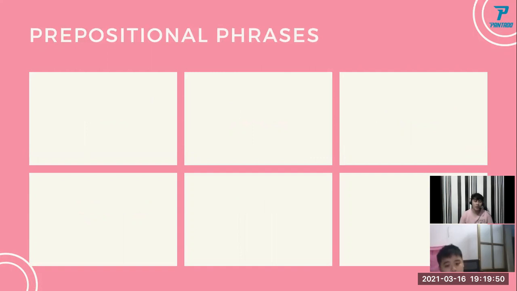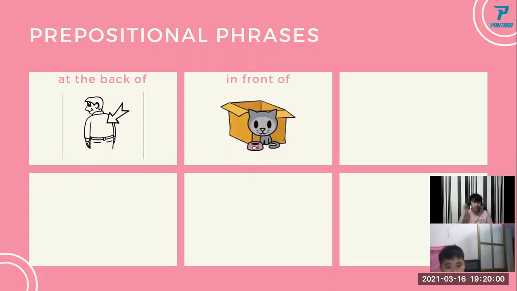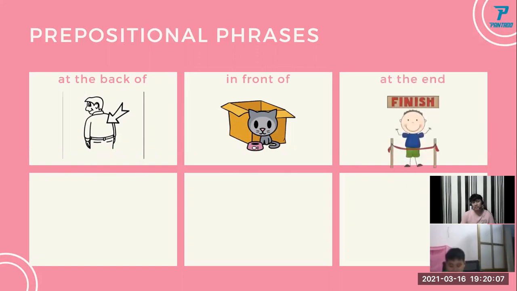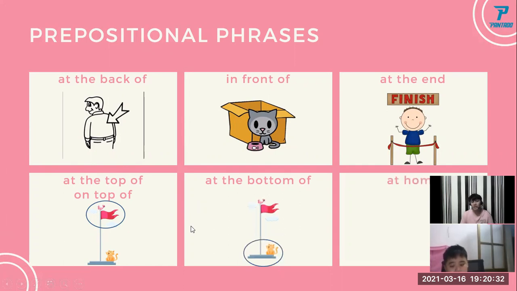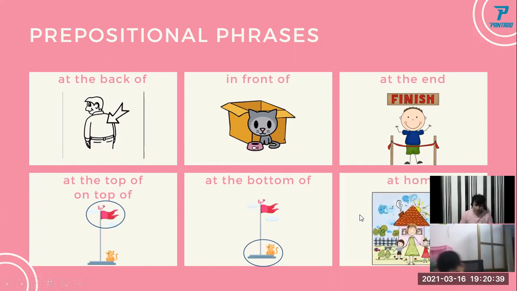Let's try to read some prepositional phrases. At the back of. In front of. Okay. At the end. Good job. At the top of or on top of. At the top of, on top of. Okay, good. Other word, at the bottom of. At the bottom of. Okay, good job. And last word. At home. Okay. So that is at home. Good job, Tree.